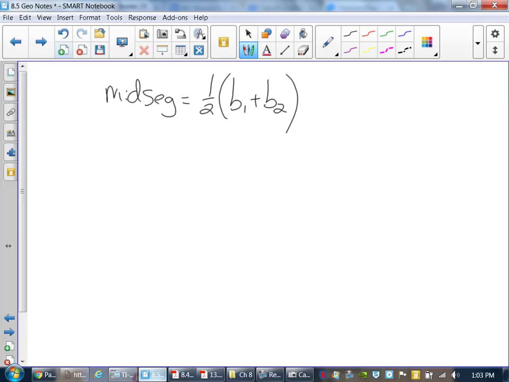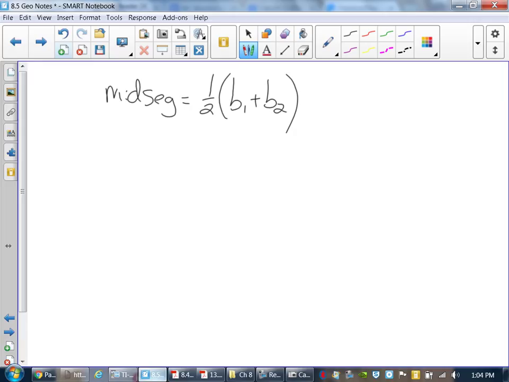That's one way, and it works really well if your bases are even, because you can take half of even numbers pretty quickly. But the other way is to get rid of the fraction by doing this. Double the mid-segment, and it will equal the sum of the bases. Now, what I'm going to show you here is a couple of different examples of how you can write this out multiple ways. There is obviously going to be more than one way to do most of these problems, depending upon the information that you're given.